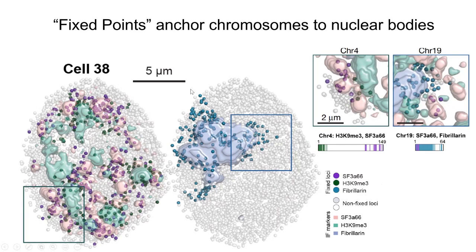So we have these fixed points, and if you look at individual chromosomes, you can see some of the chromosomes will have fixed points in one part of the chromosome, and then fixed points for another nuclear body for another part of the chromosome. So in this case, chromosome 4 has this structure. The heterochromatin fixed points are at the beginning, and the speckles at the end. And if you look at where chromosome 4 is in this particular cell here, you can see that the beginning part touches the heterochromatin, the end part touches the speckle, and then the middle is sort of just jumbled around.